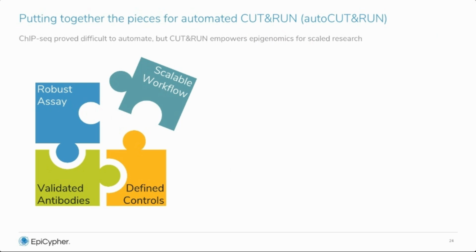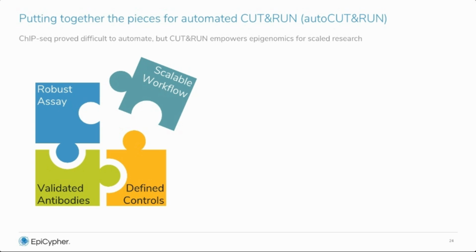All right, so what we realized about this time is, we've kind of put together all the pieces of the puzzle that we need to take CUT&RUN from the bench, where you're doing multi-channel pipetting. Yes, it's streamlined, but it's still limited in terms of scale. And so now we can take that and actually automate it and scale it in a way that's never really been done before.